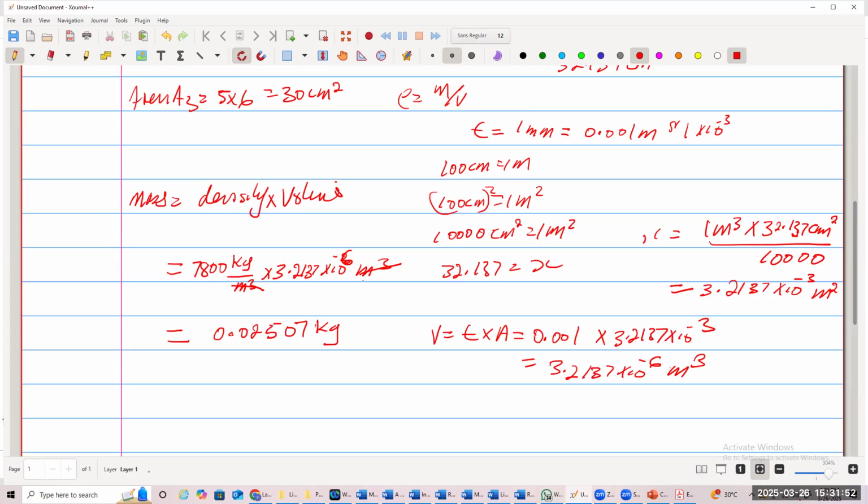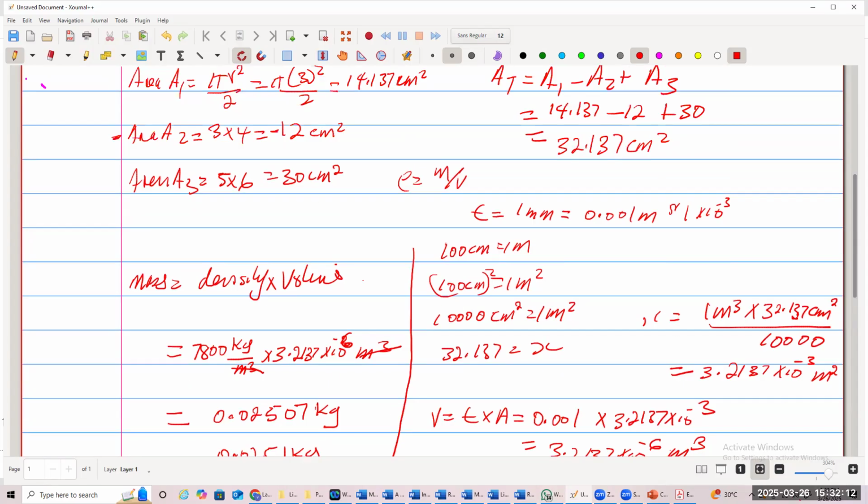So if we want to separate the working here so that everybody can see, that is the calculation of the mass. Some persons tell me that they get 0.0251 because they round it off. All right, so that's your answer. Now let's proceed.